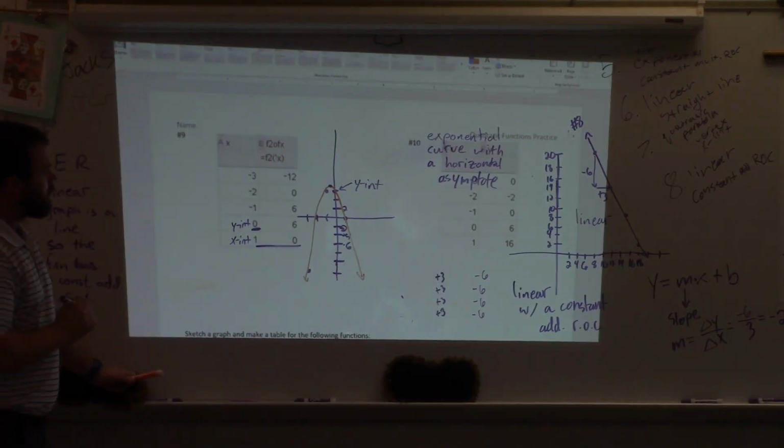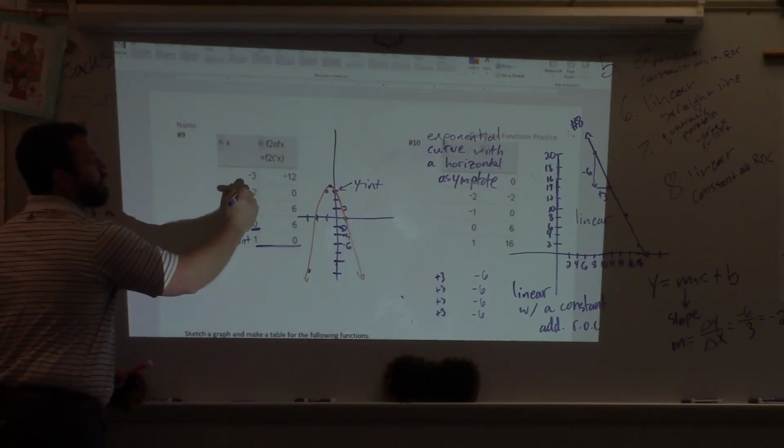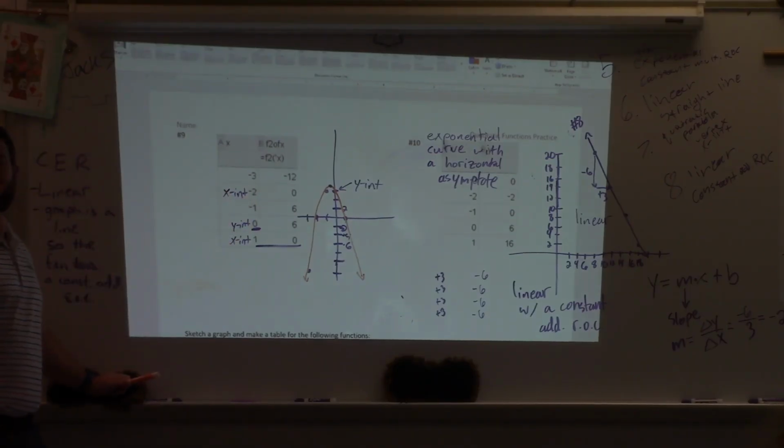Notice, what else do I have? I have another x-intercept. Hey, what type of function has two x-intercepts? Quadratic. A parabola does, right? So notice that's another important detail to say, hey, it's probably a quadratic.